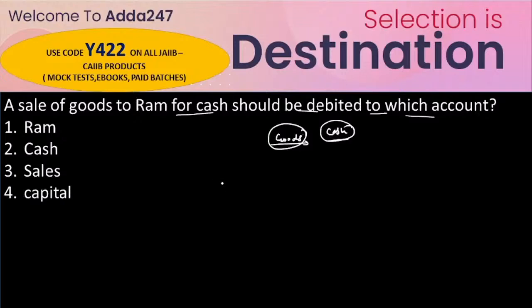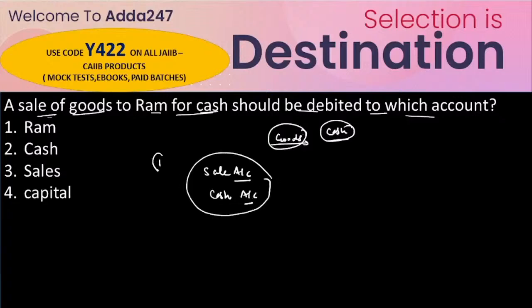So we have to first recognize what possible accounts can be included in this particular transaction. So the first account, very obvious, is that if the goods are sold, that means one account is the sale account. And the second account, because it is a sale of goods to Ram for cash, is the cash account. So the first thing we recognized is the possible accounts that can be included in the transaction.